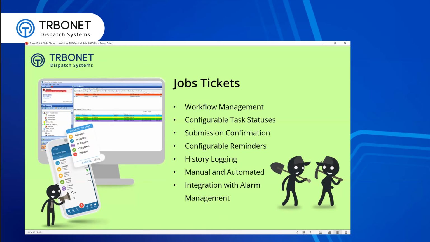So you will be able to check very easily on your phone. You can go to the current jobs page and see any current jobs that might have been assigned to you, and you will be very easily able to accept or to reject, and then to report on the status of the job. Everything gets recorded, and again, it can be integrated with the alarm module.